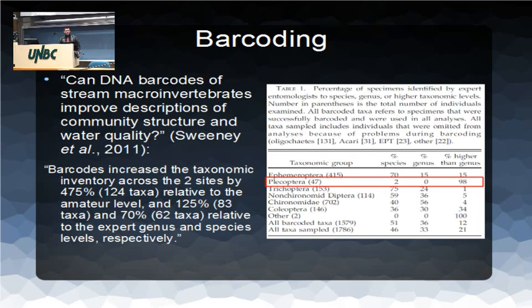One thing I didn't like is that you'll notice here, under Plecoptera, they only had 47 specimens, and 2% were identified to the species level. 98% higher than genus. And as you can see from those pollution tolerance values, something higher than genus doesn't really give you a lot of information.